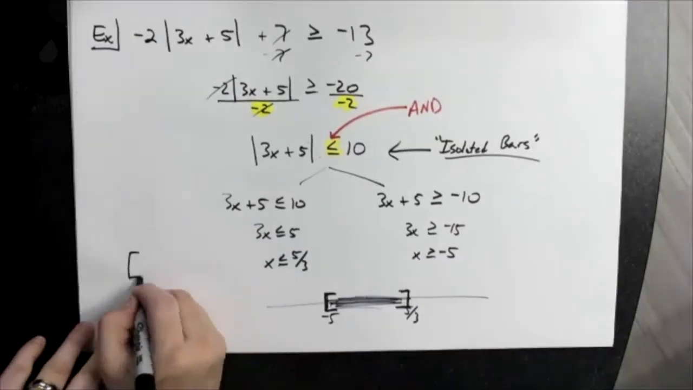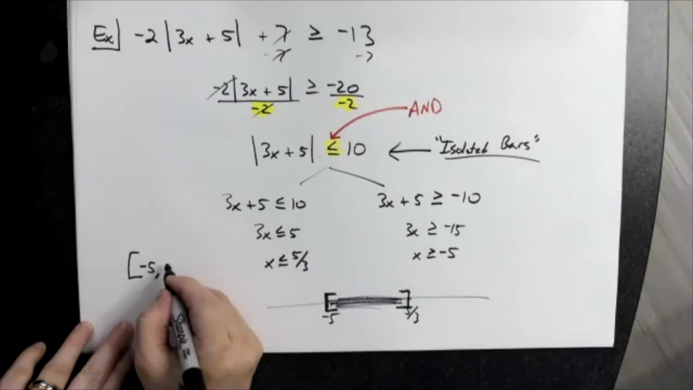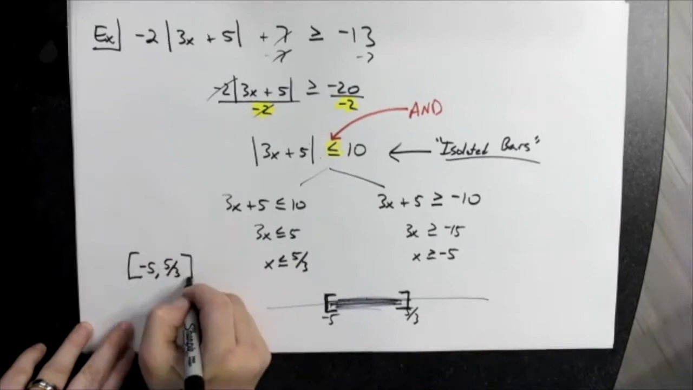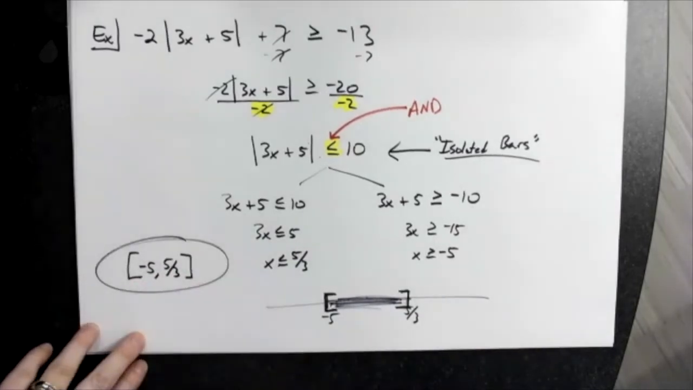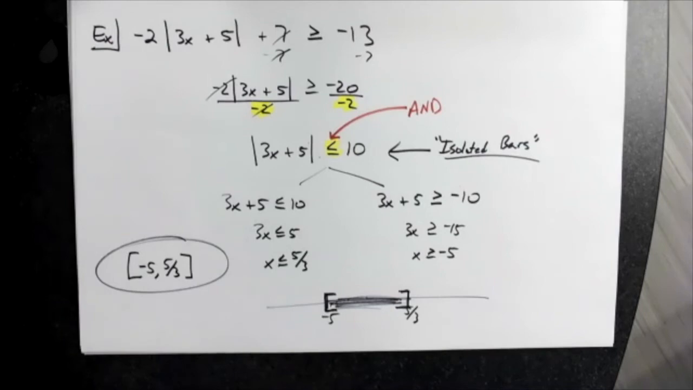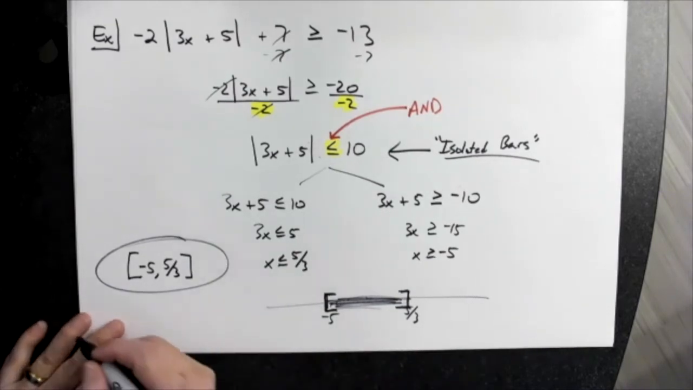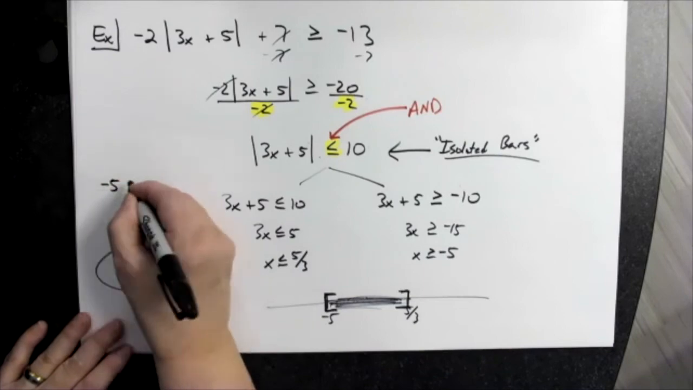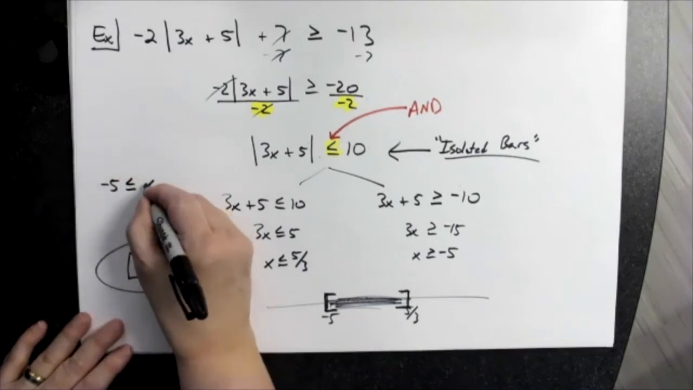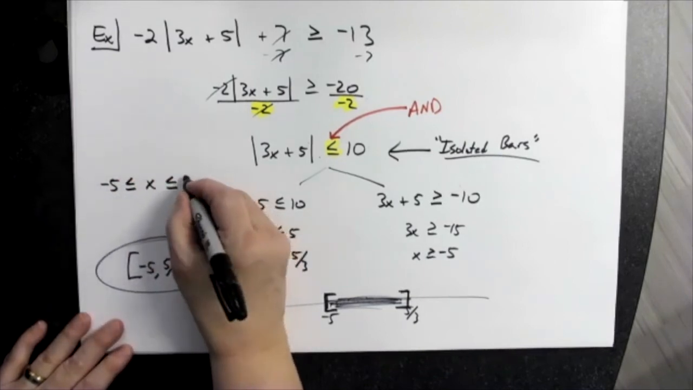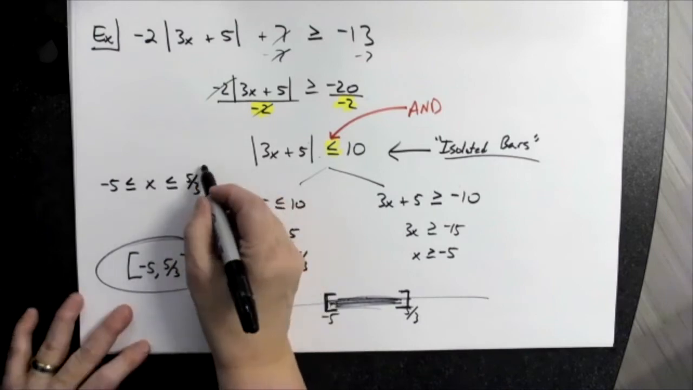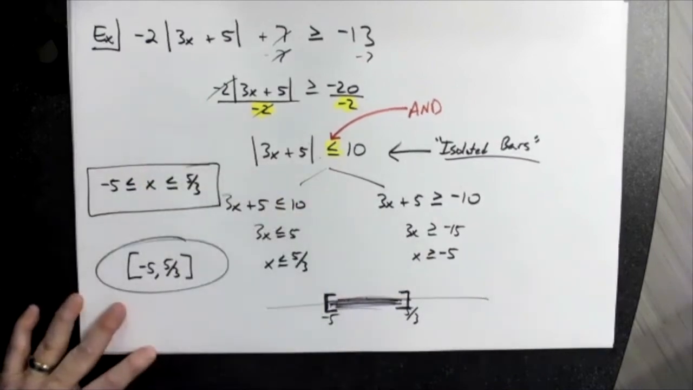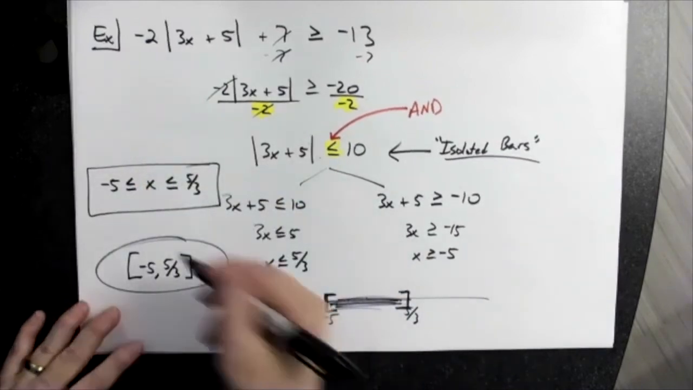In interval notation, [-5, 5/3]. Okay, if I were going to write it as a compound inequality, I didn't actually write that down as a compound inequality a minute ago. I'll do it on this one. I would write -5 less than or equal to x less than or equal to 5/3. Okay, so that was that other version, so to speak.